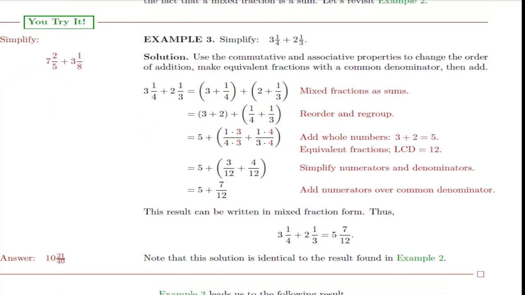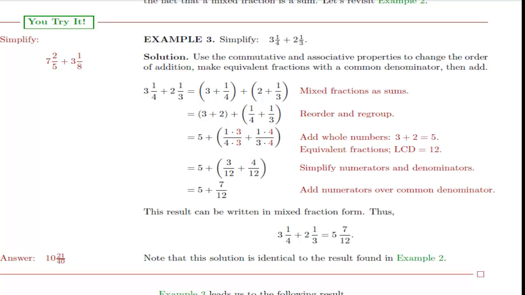Solution. Use the commutative and associative properties to change the order of addition, make equivalent fractions with a common denominator, then add. 3 1/4 is equivalent to 3 plus 1/4, and 2 1/3 is equivalent to 2 plus 1/3. Then regroup, putting the whole number parts together, 3 and 2, and the fractions together. Then 3 plus 2 is 5, and changing 1 over 4 and 1/3 to equivalent fractions with the denominator of 12, because the least common denominator is 12, we get 3 over 12 and 4 over 12.